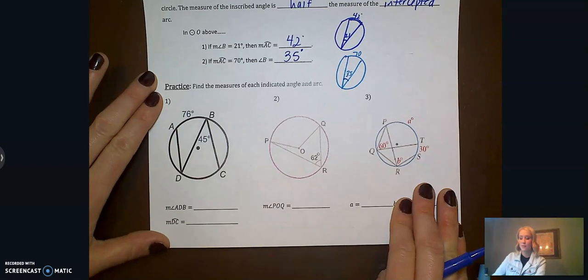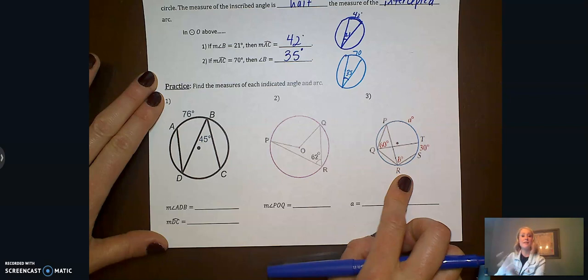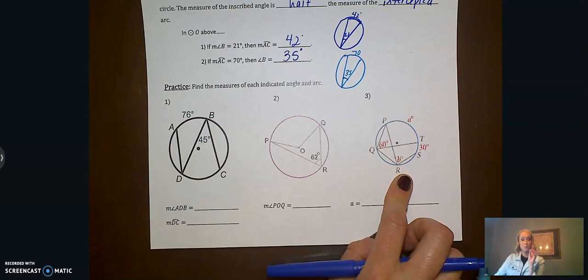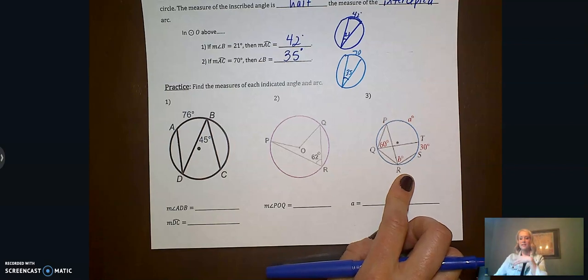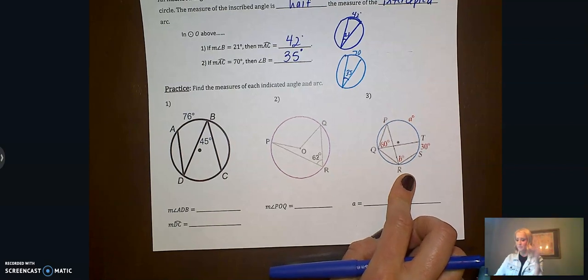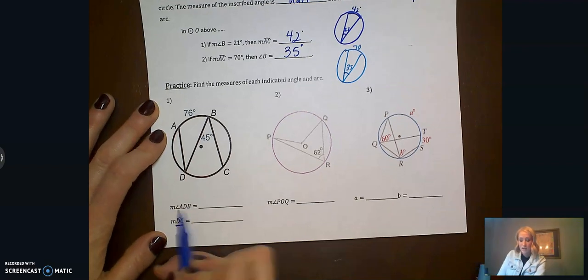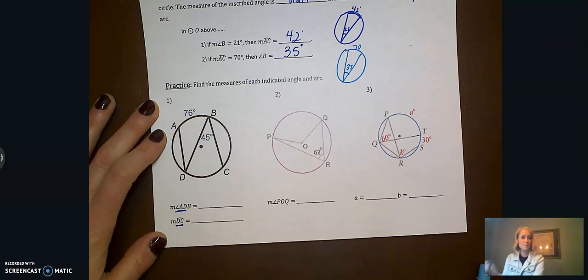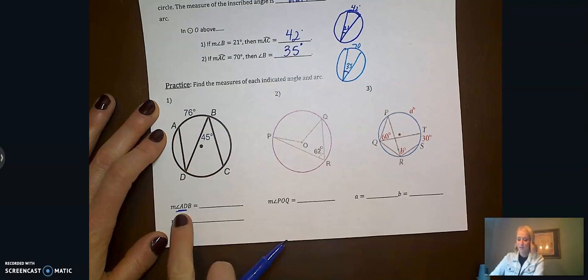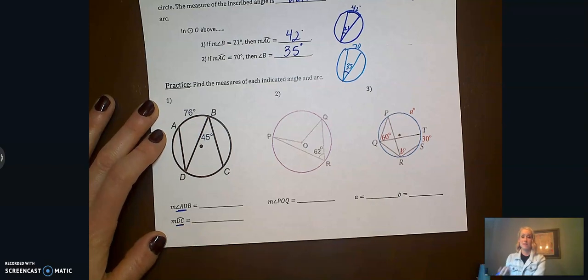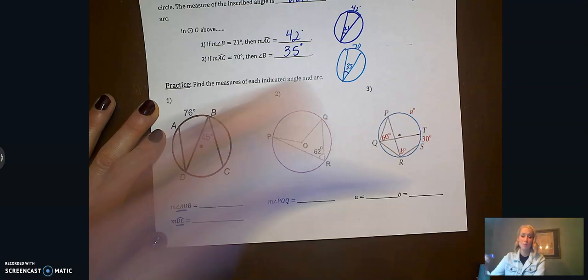So we got 3 examples. As you can tell, they can make the pictures a little bit wild with all the different diameters and radiuses and chords that they draw, but we're looking for inscribed angles. They could give me arcs, they could give me angles, they could ask me either one. First thing I'm going to do is just say, all right, the first thing I'm trying to find is the measure of angle ADB. So where is that?